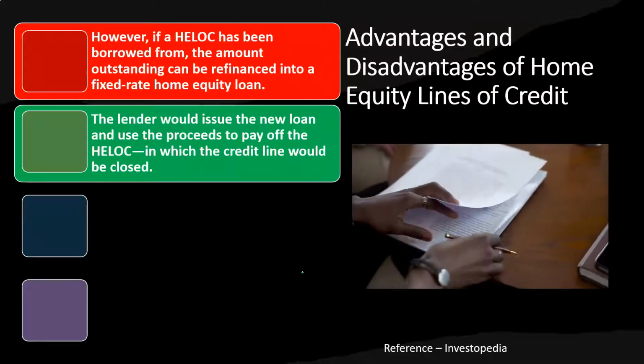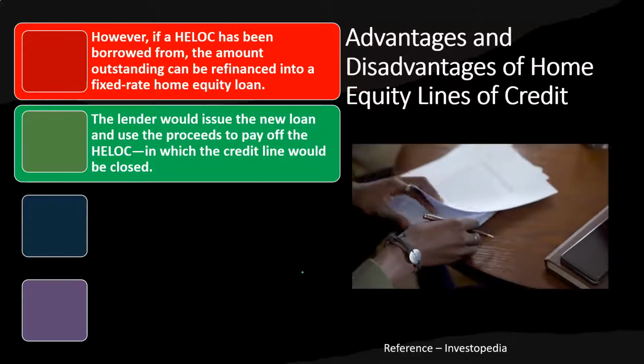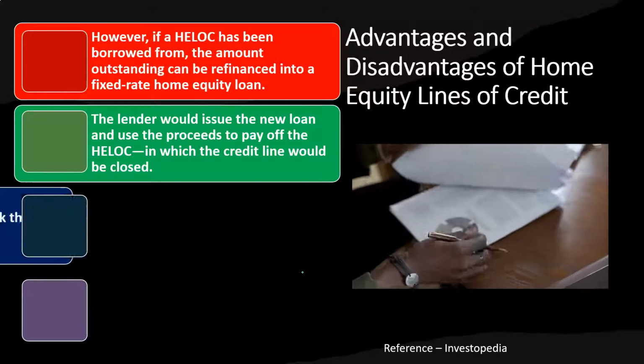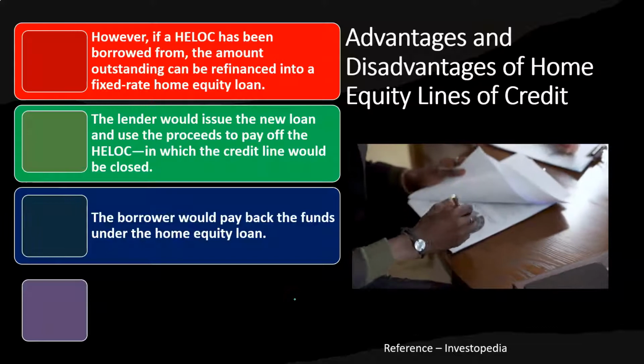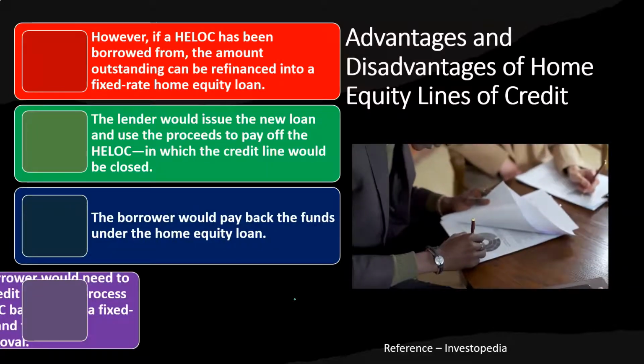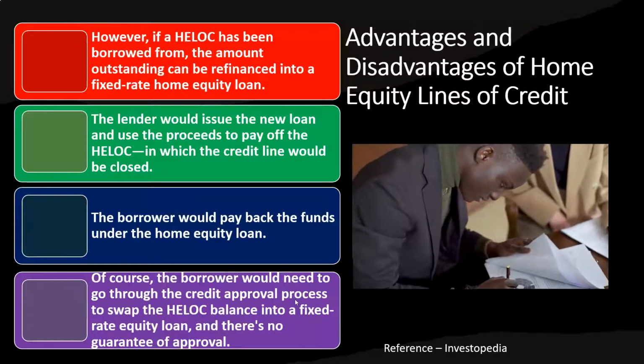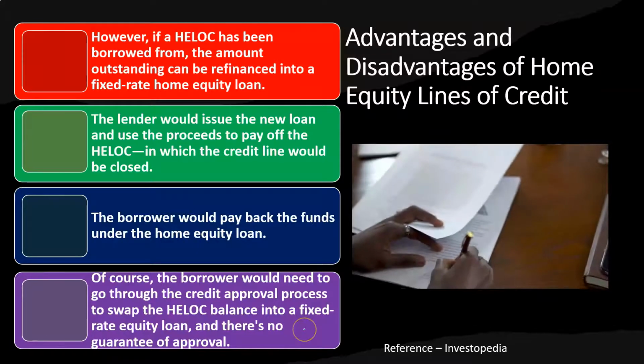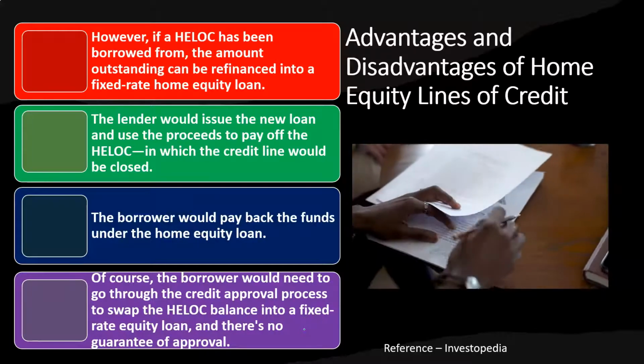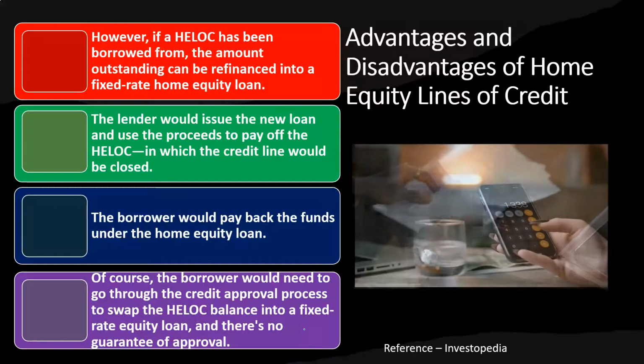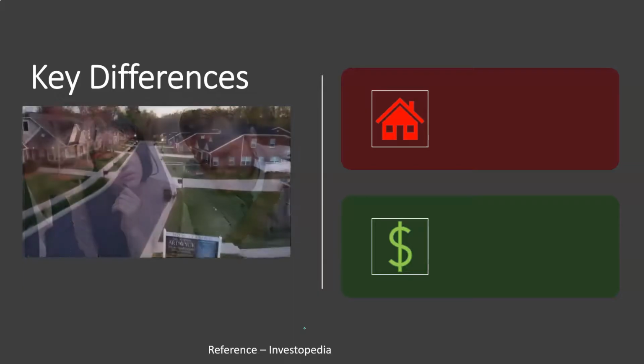The lender would issue the new loan and use the proceeds to pay off the HELOC, in which the credit line would be closed. The borrower would pay back the funds under the home equity loan. Of course, the borrower would need to go through the credit approval process to swap the HELOC balance into a fixed rate equity loan, and there's no guarantee of approval.